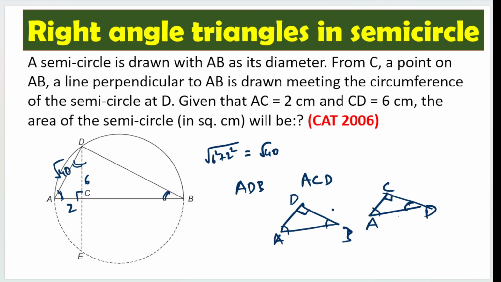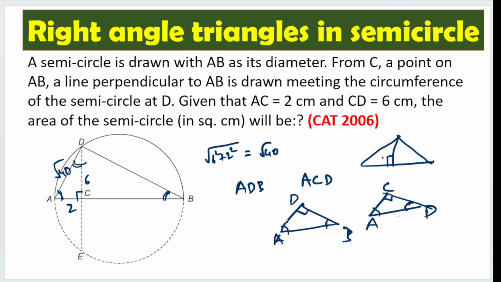Because the total of angles is 180 degrees. One of them is 90, another is the same, so the third one also should be the same. This is a very important property of right angle triangles. In any right angle triangle, if you draw a perpendicular to the hypotenuse, that will also make other right angle triangles. So the two triangles that are formed are actually similar to the parent triangle.